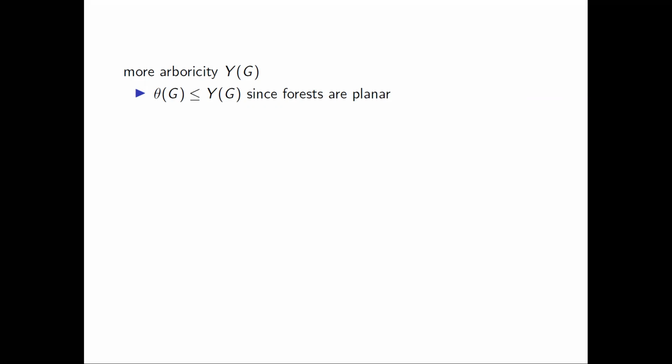So that means that the thickness of G is at most the arboricity of G. So that's how we get the inequality in this bullet. So we have an upper bound on the thickness, and that's just the arboricity.